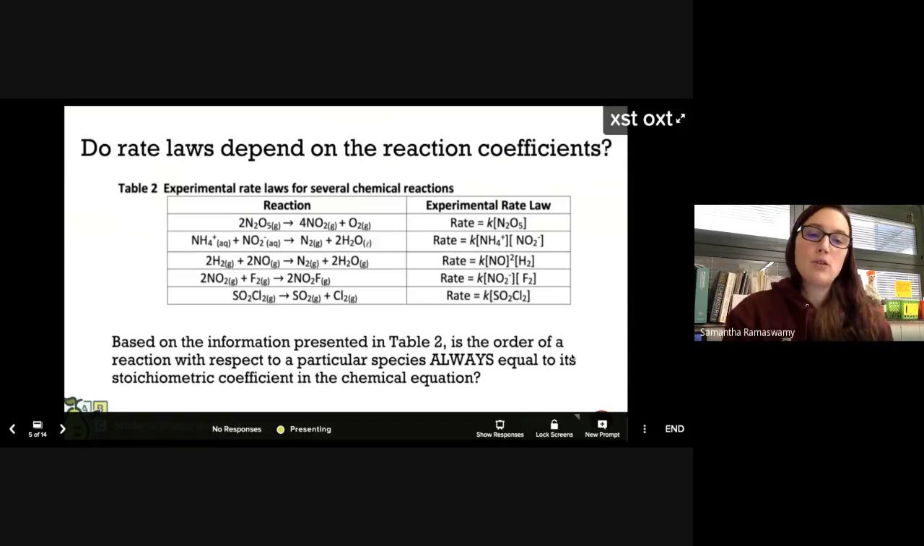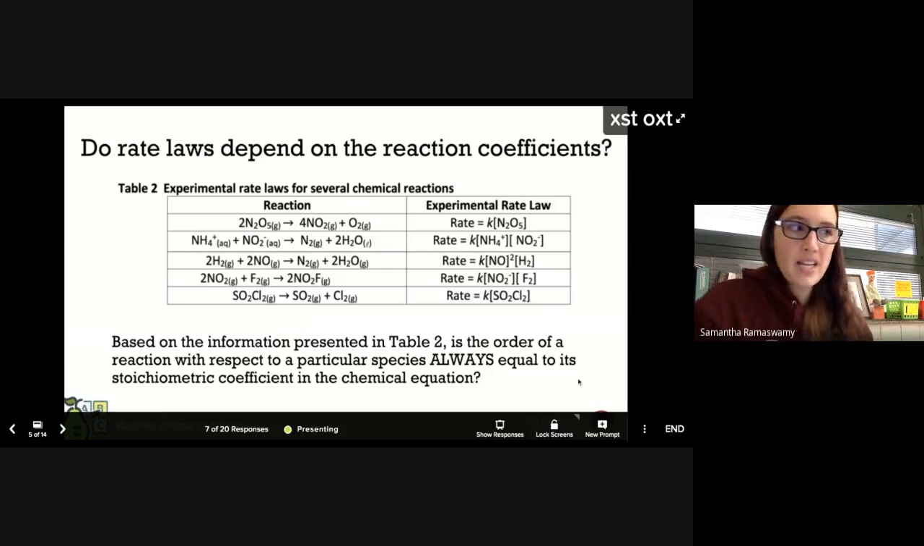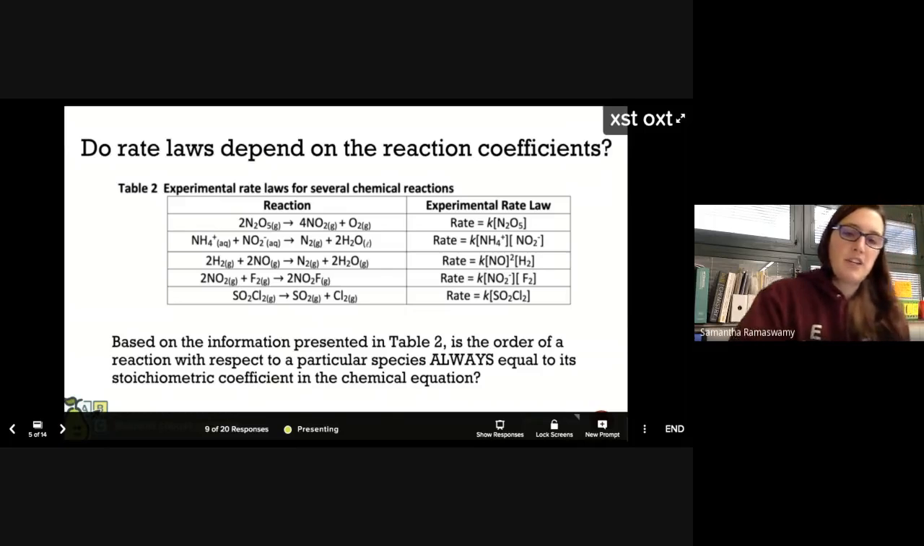So here's what I want you to look at with this question. This table gives us reactions and it gives us a rate law. So it already writes the rate law for us. Based on the information presented in this table, is the order of each reactant always equal to the coefficients in the balanced equation? So take a look at each of the rate laws. Is the order of each reactant always equal to the coefficients?